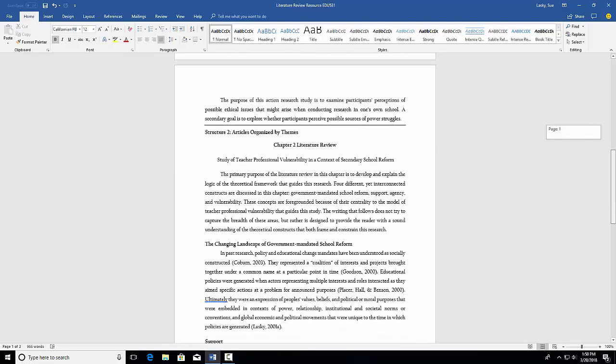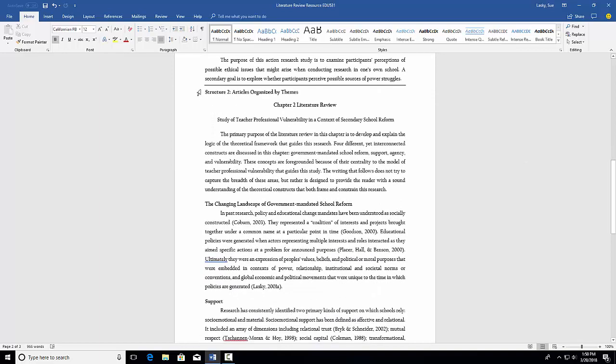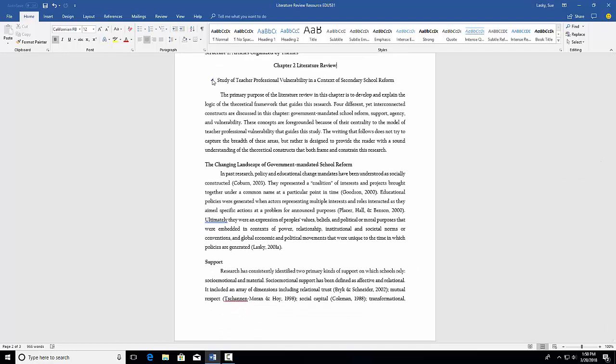Now, if we move on to structure 2, we're looking at articles organized by themes. And I took the information in this model for my dissertation, and it was a study of teacher professional vulnerability in a context of secondary school reform. So you've got your level 1 heading, bolded. You've got the title of your study, not bolded but all caps. You have your introductory paragraph.